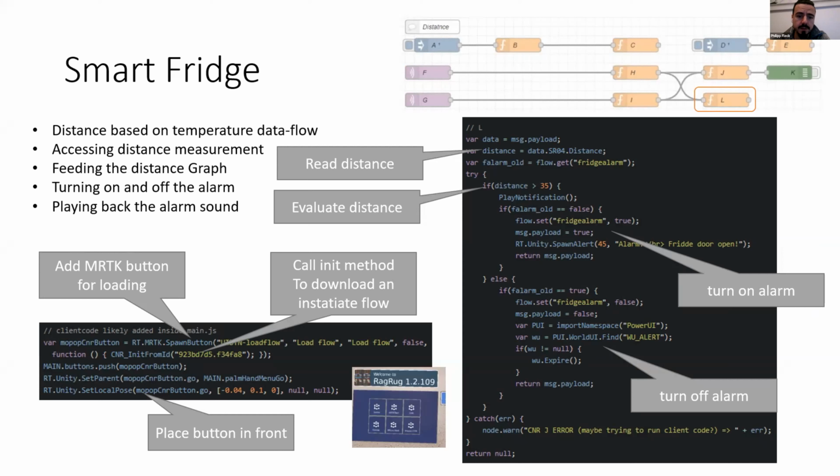And finally, the code within the client, we can, for example, create a button to load that, or we can do that automatically. And in this case, we only define which flow we want to load on the client, and this flow is then instantiated in front.